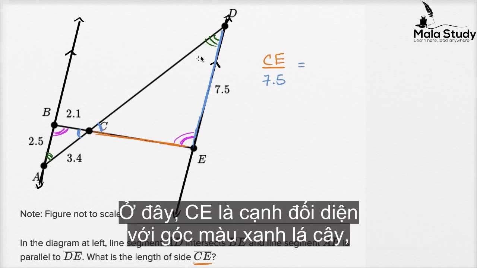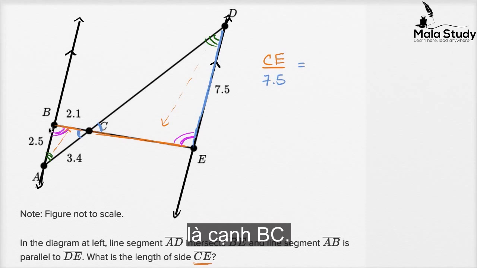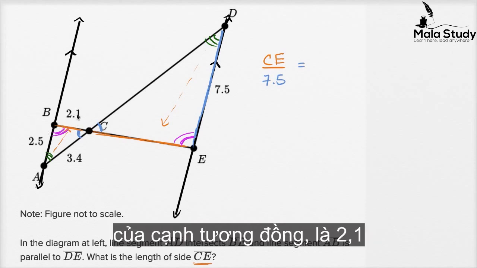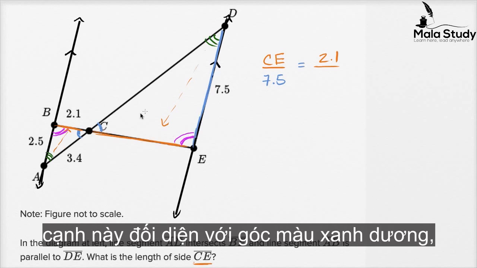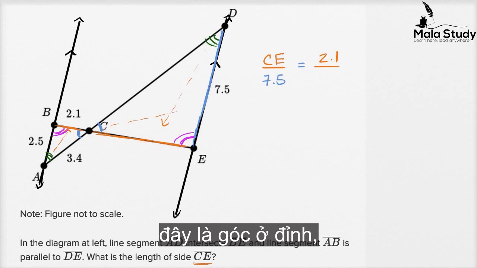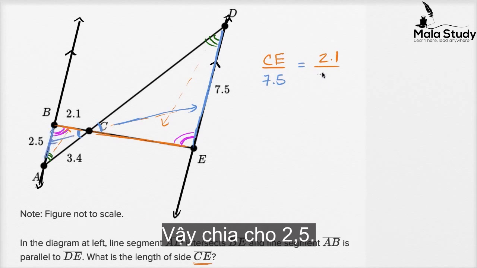CE. Look, CE is the side opposite this green angle. So if you go on this similar triangle opposite to this green angle, that's segment BC. So it's going to be equal to the ratio of the corresponding side, so 2.1, in the other triangle, to the corresponding side of DE in the other triangle. And this side is opposite this blue angle, one of the vertical angles right over here. So the corresponding side over here is going to be side BA. So this is going to be over 2.5.